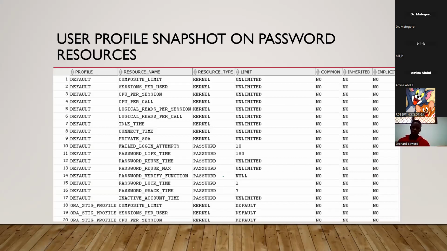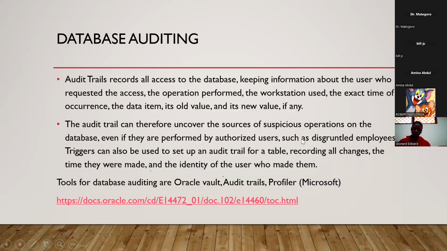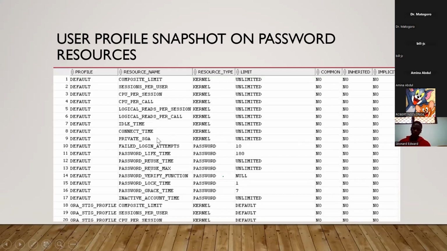Okay, so this is just a snapshot of password resources. This was just an example, not the real one. It's the real one, but these limits have not been changed. On production, you cannot put this limit. For example, this one for failed login attempts, the limit is 10, but on production you can just put 5 or 3, not more than 5.